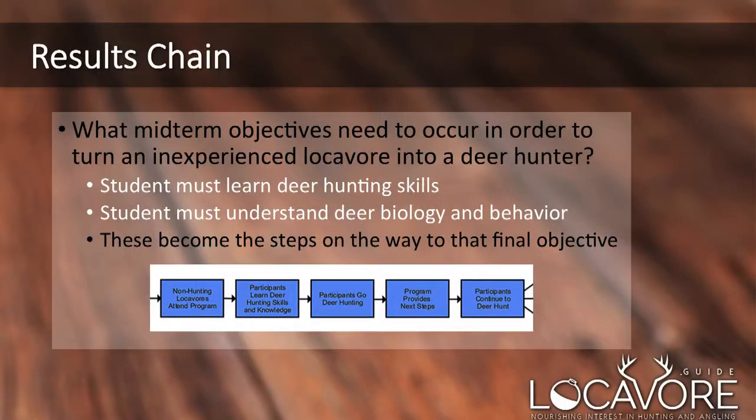Then you stop and you say to yourself, what are the steps that need to happen in order for that ultimate result to occur? Those steps are known as midterm objectives. You want to meet those objectives in a series along the way to your ultimate objective. In this particular case, the student must learn deer hunting skills and the student must understand deer biology and behavior. So these become the steps on the way to your final objective.